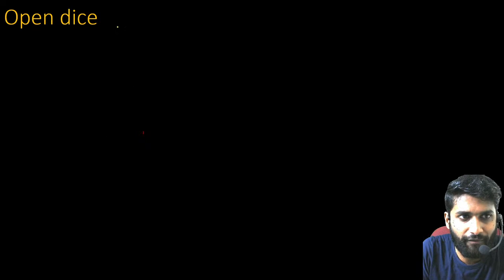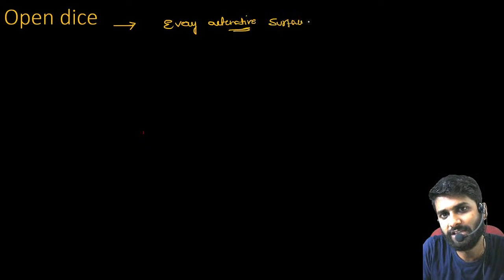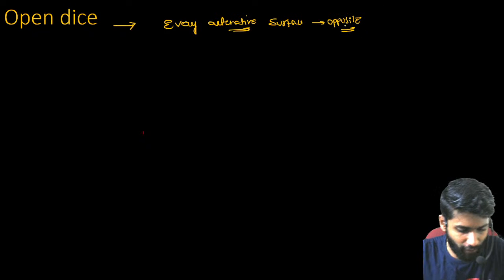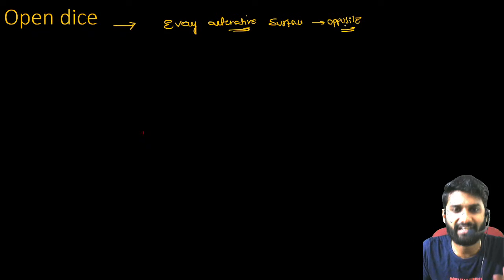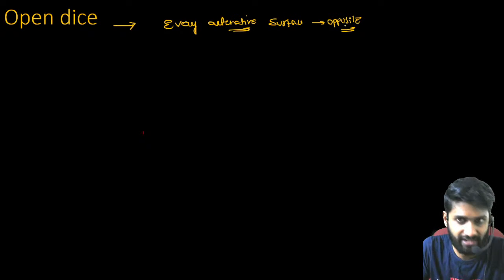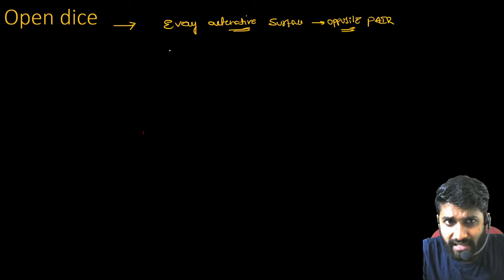Why? Because if you open it in this way, definitely there is one face in the center. So if it is an open die, you can go through that simply: every alternative surface is a perfect opposite pair. We need to understand this is only one part. Clear? If you go with any open die, every alternative surface indicates the perfect opposite pair. So that is the first part. Next one. So that is point number one.